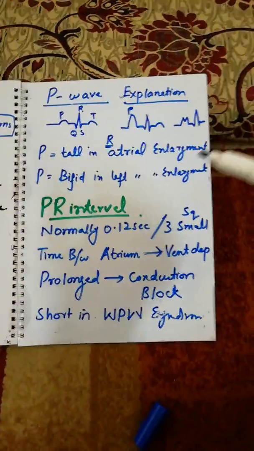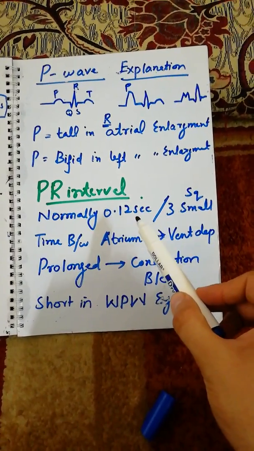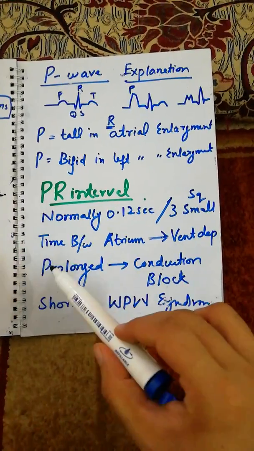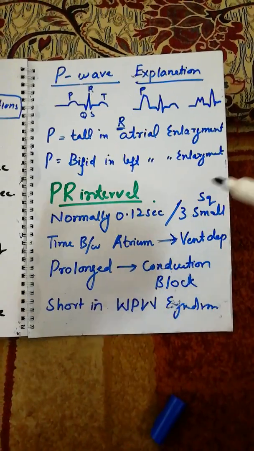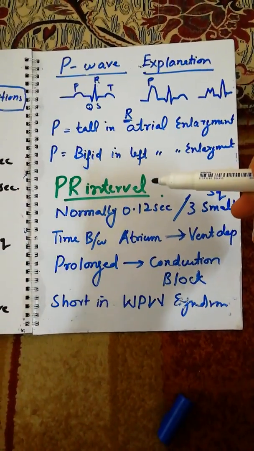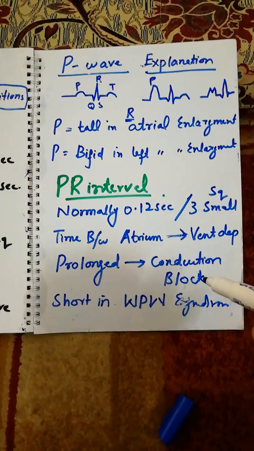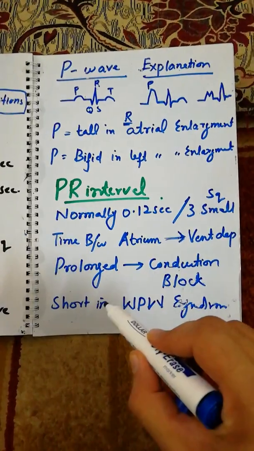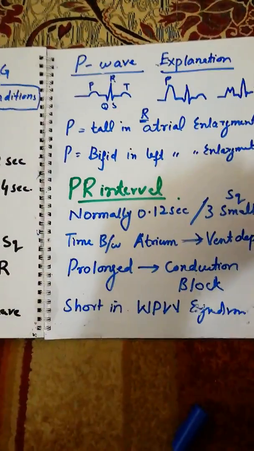Now let's come toward the PR interval. Normally the PR interval is equal to 0.12 second, or 3 small squares. What does the PR interval show? The PR interval shows us the time between depolarization from atrium to ventricle. When depolarization moves from atrium to ventricle, the time gap is shown by the PR interval in ECG. So when will the PR interval be prolonged? When there is conduction block, when there is some problem in the conduction system of the heart, it will be prolonged, and the PR interval will be short in WPW syndrome. I will explain WPW syndrome in the next coming lectures.